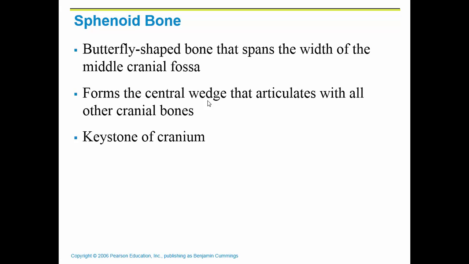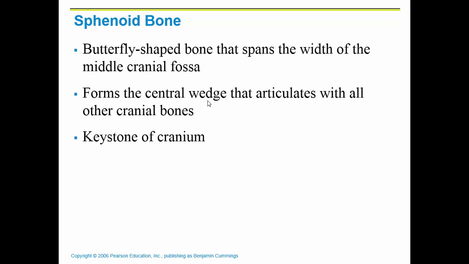Then you've got something called a sphenoid bone. So now we're into the skull. If I were to take the skull cap off, you would see the sphenoid bone. I'll show you on the actual skull where all of these things are. It's a butterfly-shaped bone that spans the width of the base of the skull. It forms a central wedge that articulates with all other cranial bones. So it is considered to be the keystone bone of the cranium.